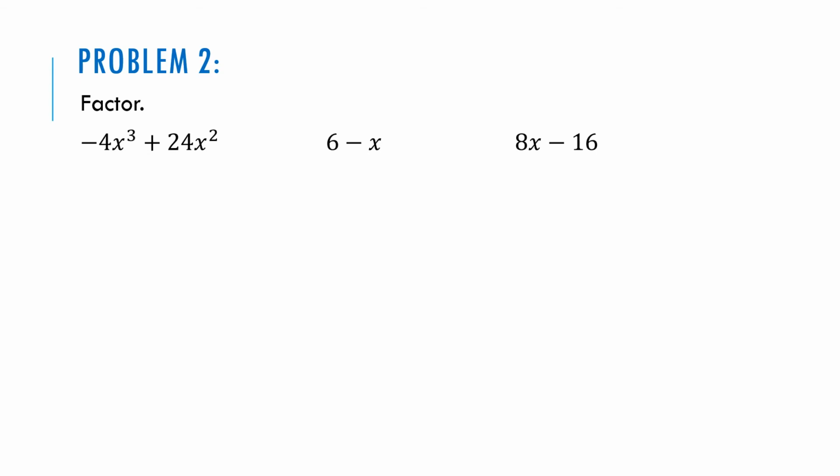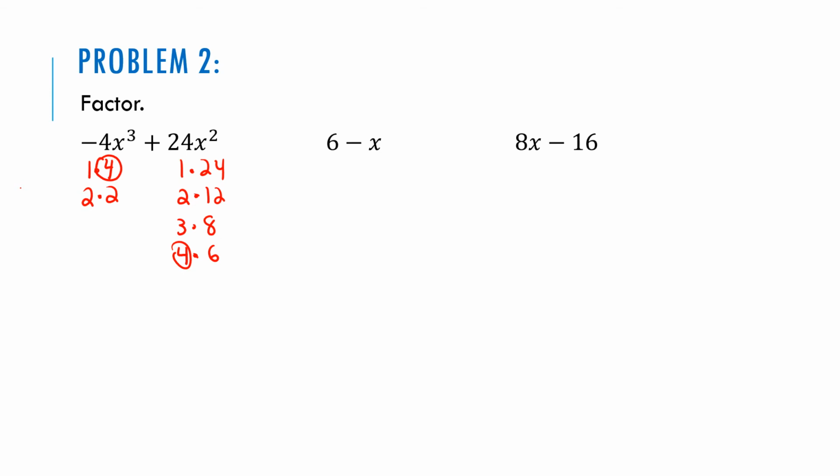Let's take a look at a few other scenarios that you'll come across in this chapter when you need to use GCF factoring. So here we have negative 4x to the third plus 24x to the second. Once again, numbers that multiply to give me 4 is 1 times 4, 2 times 2. Numbers that get me 24 would be 1 times 24, 2 times 12, 3 times 8, and 4 times 6. So the largest number they have in common is a 4. They also share a 2, but we care about the biggest one. This is GCF, greatest common factor.